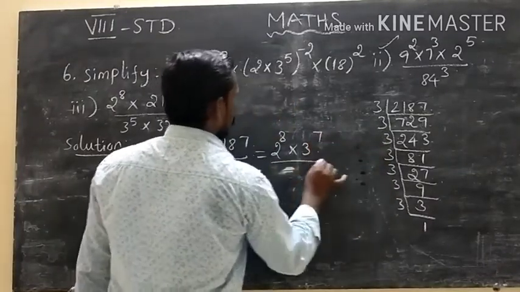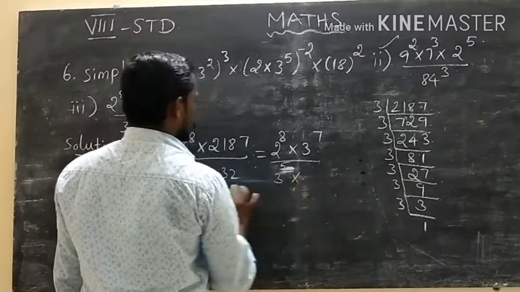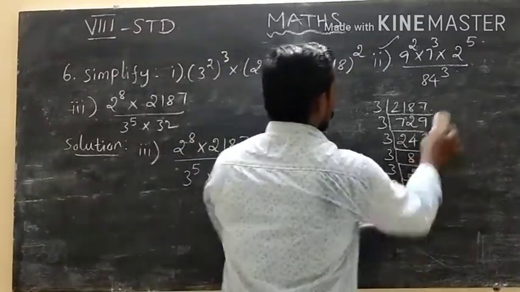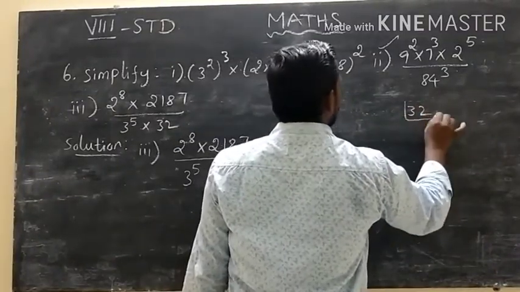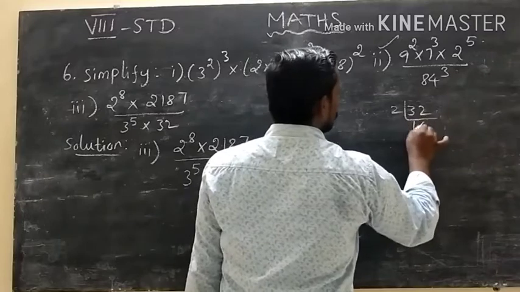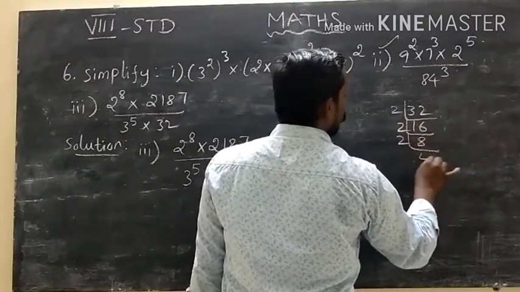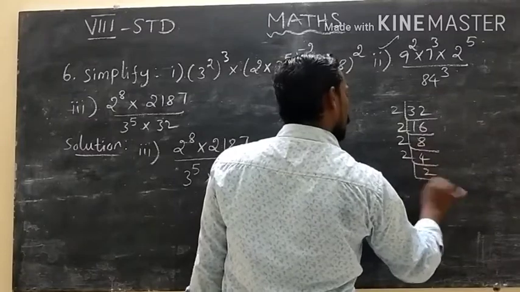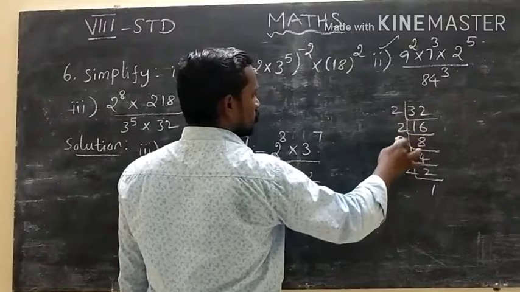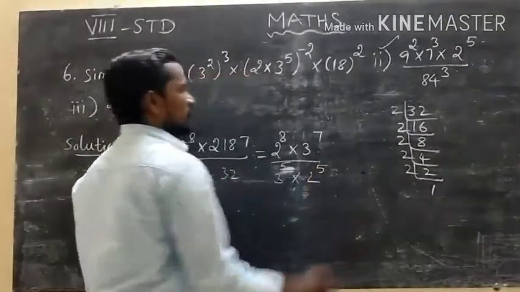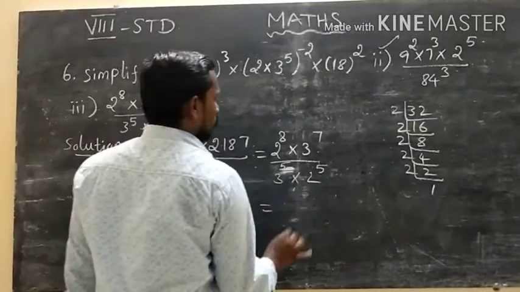So 3 power 7 whole divided by 3 power 5 into 32. In the same manner, 32 can be written by dividing by 2: 16 2s are 32, then 8 2s are 16, 4 2s are 8, 2 2s are 4, 1 2s are 2. So this is 2 power 1, 2, 3, 4, 5. That's all.